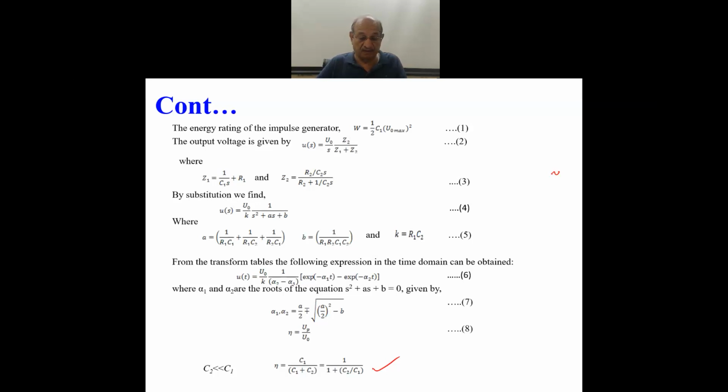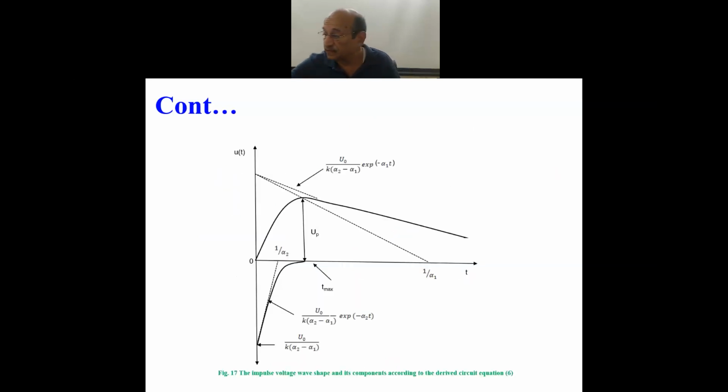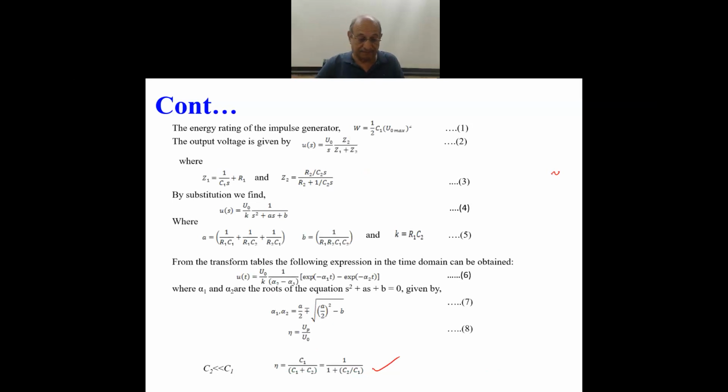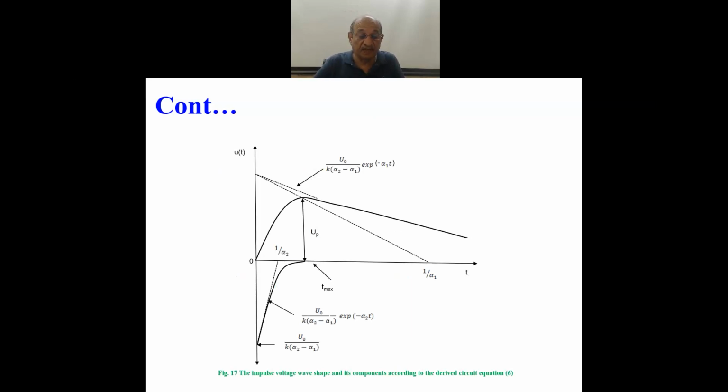Now, we did also talk about this, and we derived, you can also do it yourself, the output voltage of the impulse generator, given by this equation number 6, where the constants are mentioned. When we plot the two parts of the equation, we get the resultant wave in this way. This is the resultant wave, and that is what we want.